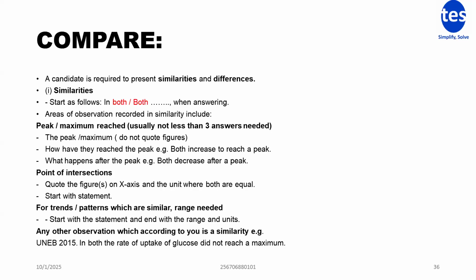Let me start with concentration. If it is a concentration on the x-axis, then you describe in terms of low, moderate, and high concentration. For example, you say that at low concentrations, the rate of breakdown of starch increases rapidly or gradually. At moderate concentration, the rate increases rapidly. At high concentration, it increases gradually.